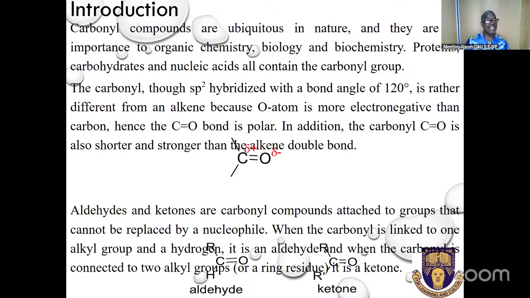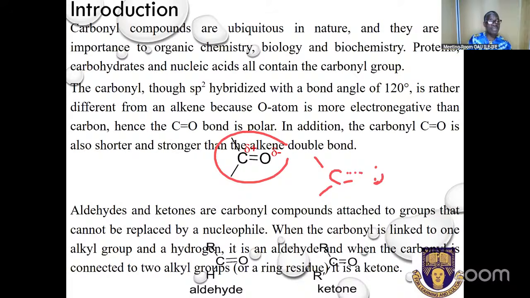The carbonyl is sp2 hybridized. If you look at it, you have a carbon single bond, then double bond O. The carbon of the carbonyl compound is sp2 hybridized, and of course with a bond angle of 120 degrees, as we have for every sp2 hybridized atom.